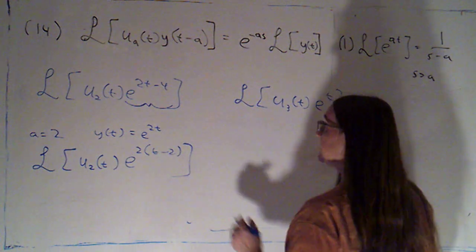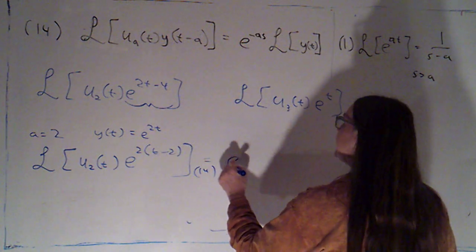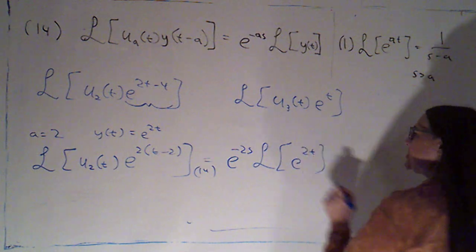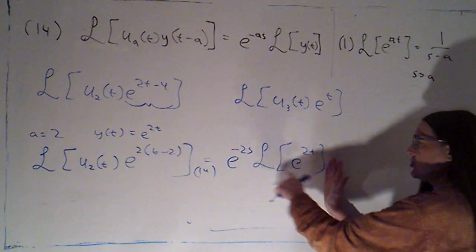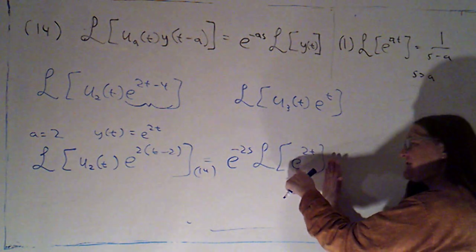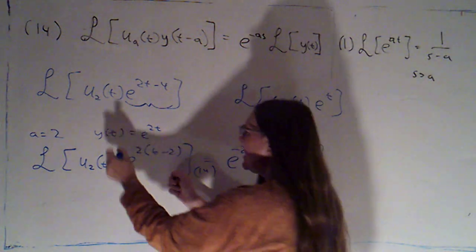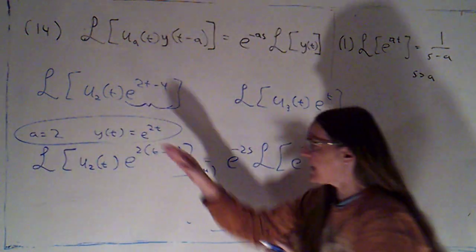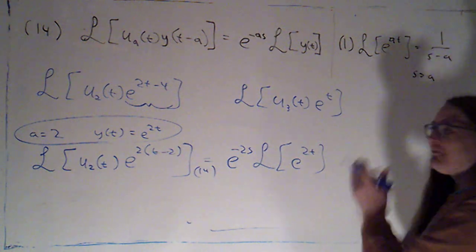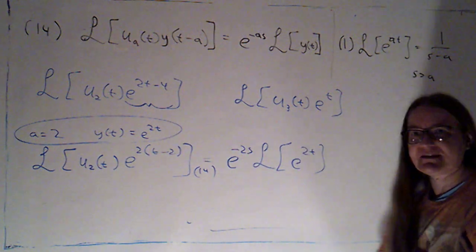Okay. So, according to this, I can now use rule 14, and I can say that's going to be e to the negative 2s times the Laplace transform of e to the 2t. Now, I could go straight to what this is. I find it actually helpful to write down that that's the function that I'm transforming, because that's not what I see when I look over here. I also found it helpful to explicitly write out what a and y of t were here, because I like to see what the formula is that I'm transforming.